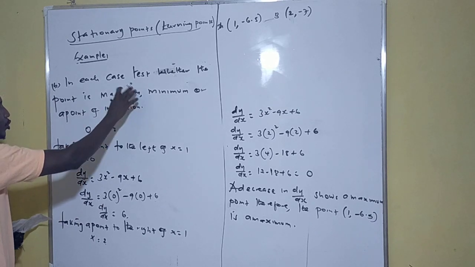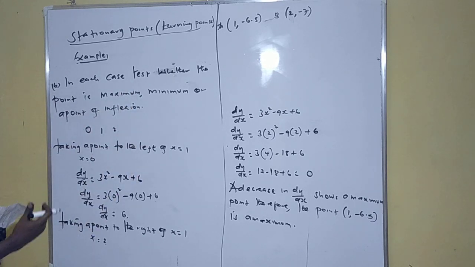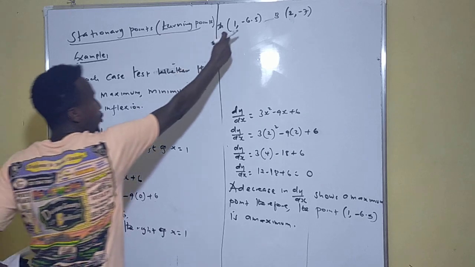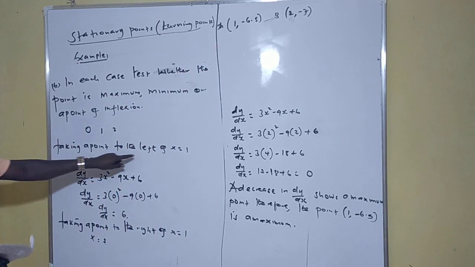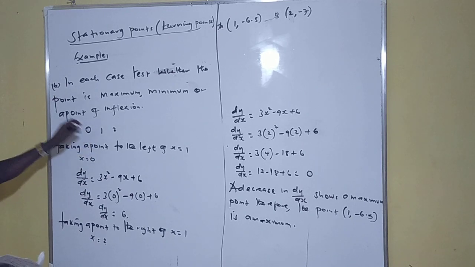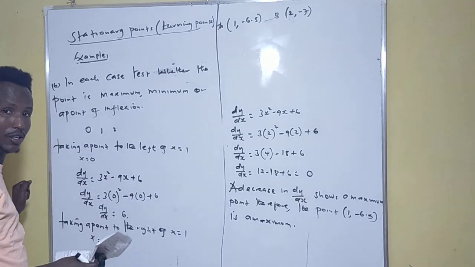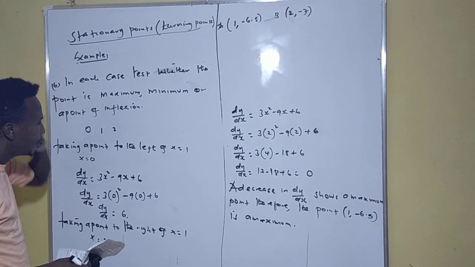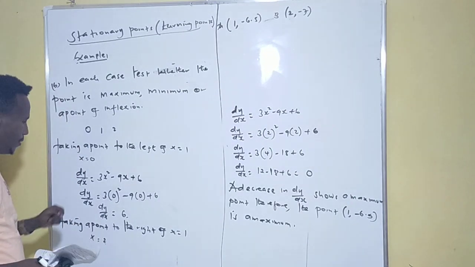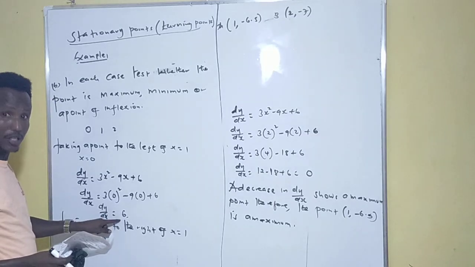Look here. In each case, you are told to test whether the point is maximum, minimum, or point of inflection. Remember, when you take this point, the x value is what? You take a point to the left of x. When x is 1, to the left of x is 0. Take this value 0 and substitute in the gradient function. That will be 6.